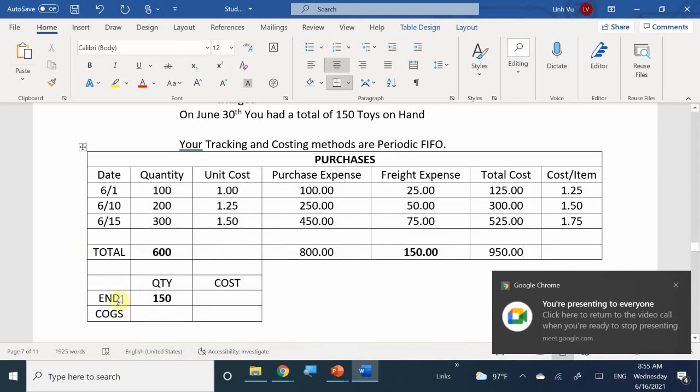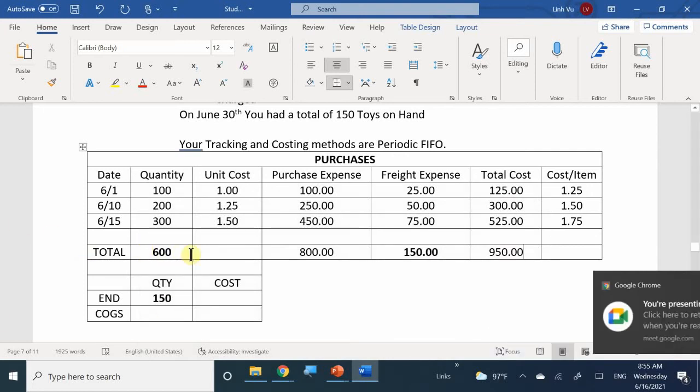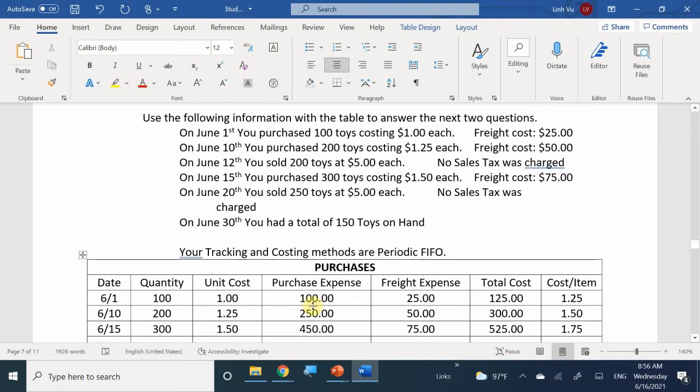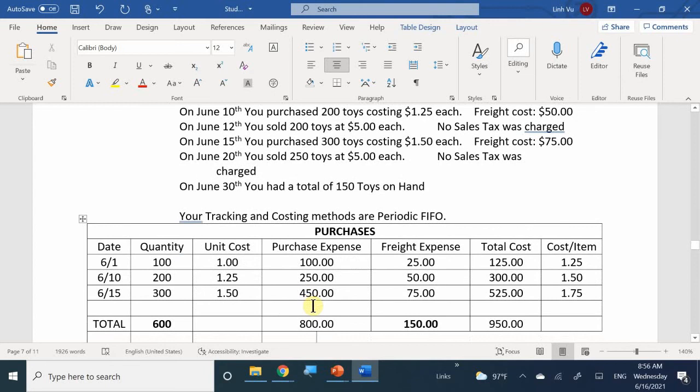Right? Because if we have a total of 600 and then we have a remaining balance of 150, then we sold 450. Okay? So now we need to calculate our cost per item. I'm sorry, we need to calculate our total cost. So in this case, what method are we using?